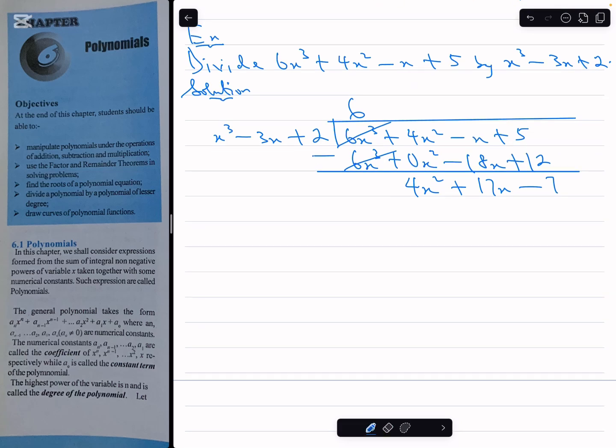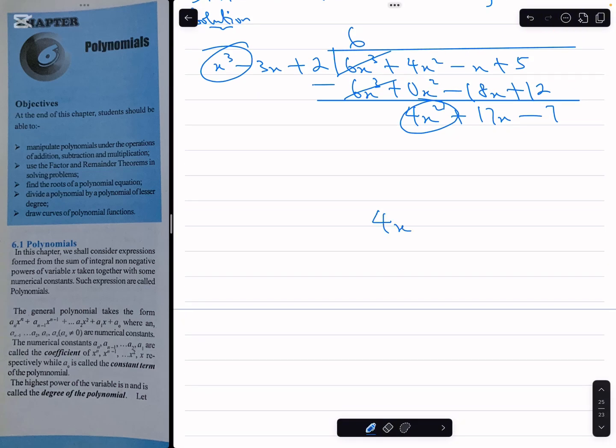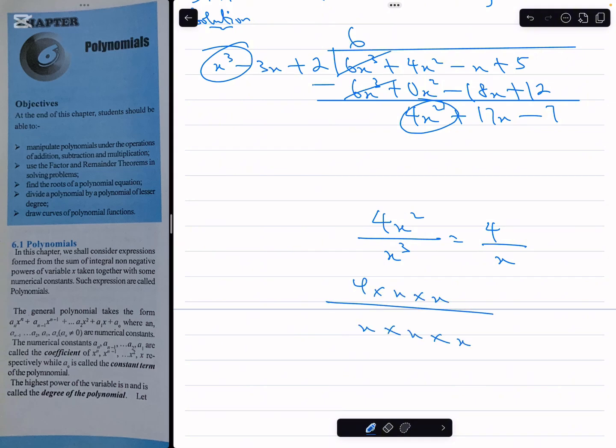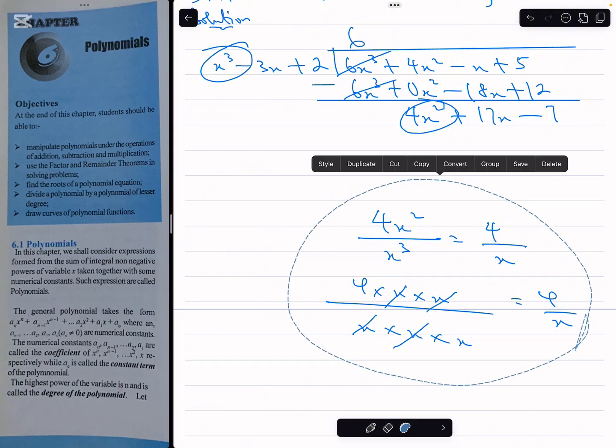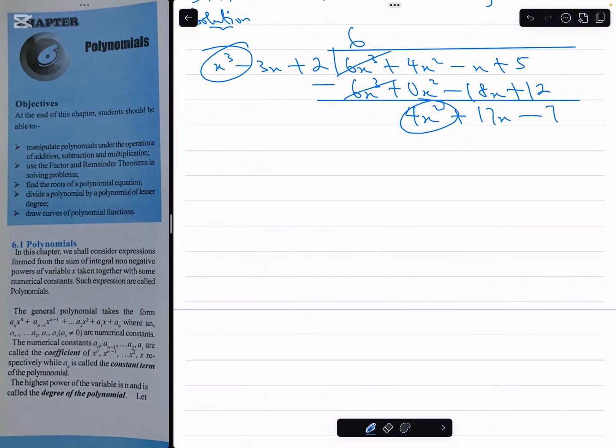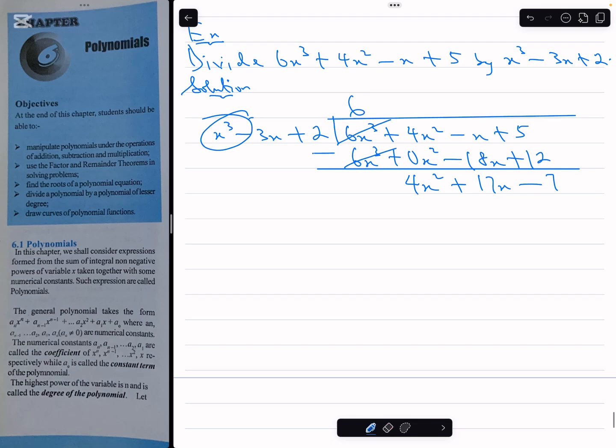So the next thing is 4x squared divided by x cubed. That's going to give us 4 over x. Of course, 4x squared is 4 times x times x, and x cubed is x times x times x. So x cancels x cancels x, and you're left with 4 over x. When you see that there's going to be a fraction, you can just stop the division there.